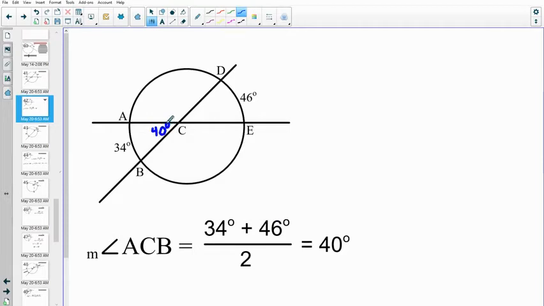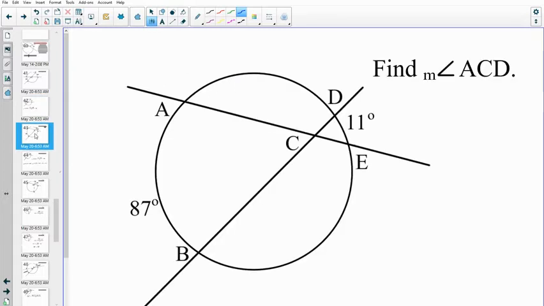And that's it. Now that's pretty straightforward. I give you these two arcs, ask for the angle that has those as the intercepted arcs, and that's all you got to do. Add them up, divide by 2. This problem looks very similar, and it is very similar, but it's a little bit different.